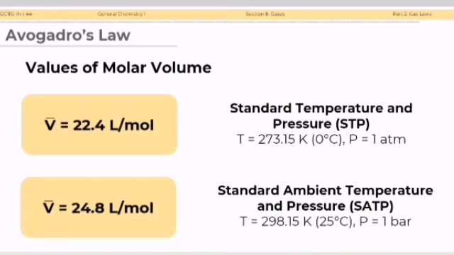On the other hand, at standard ambient temperature and pressure, or SATP, in which the temperature is 298.15 Kelvin or 25 degrees Celsius and pressure is 1 bar, the molar volume equals 24.8 liters per mole. In one of our future lessons, we will find out how we can arrive at these molar volume values.